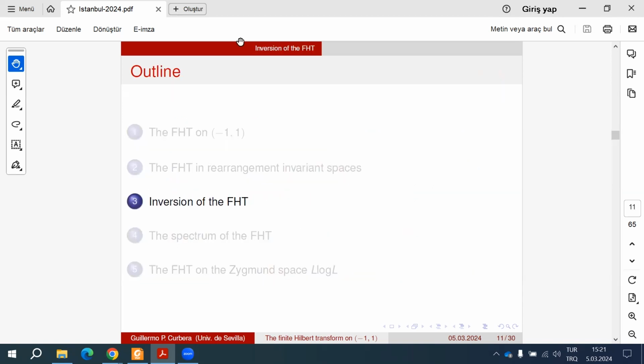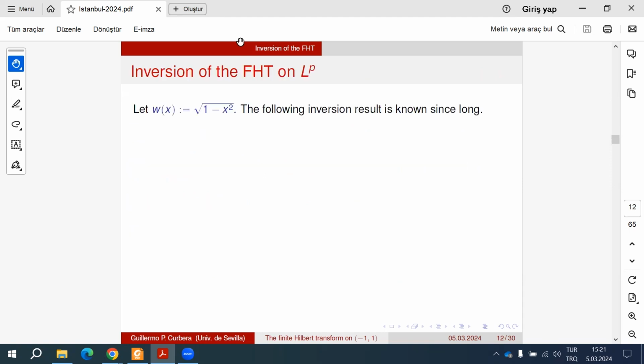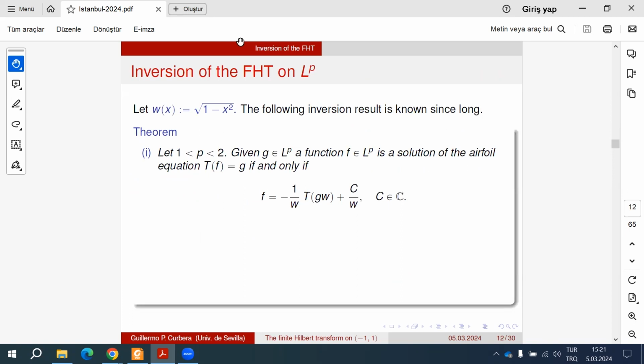So let's go to the famous problem of inversion. The critical thing in this operator is this function, which is related to the arcsine density, w(x) = square root of 1 minus x squared. And then this result is known, I think, already. Maybe the beginning of the result goes back to the 1940s by Tricomi, an important Italian mathematician.